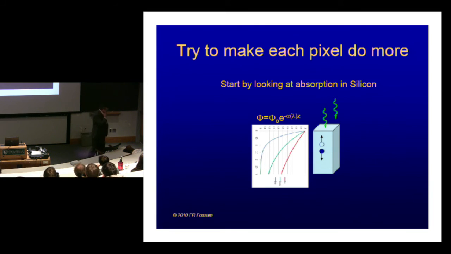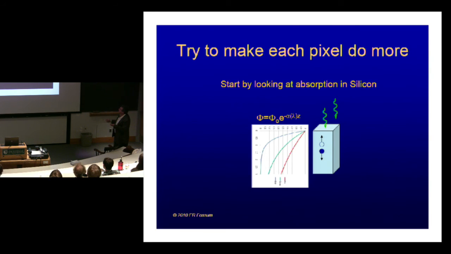Another way to try to improve the performance of each pixel is to make each pixel do more. So if we consider just a piece of silicon, let's say it's 1 micron by 1 micron and maybe 3 microns deep, a little slab of silicon, the light comes in and generates electron-hole pairs. Different wavelengths of light get absorbed over different characteristic lengths. That's because, for example, blue light has a lot more energy than red light. So if a blue photon comes in, it's more likely to break one of those covalent bonds than a lower energy red photon.